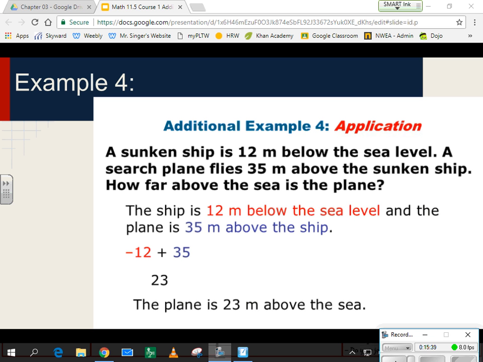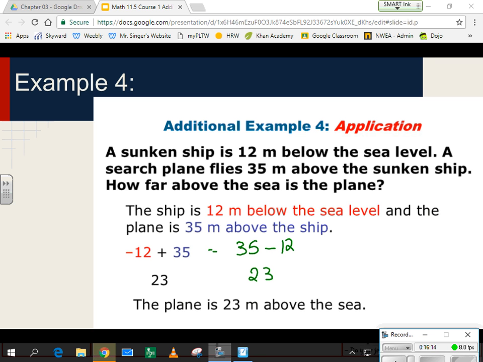Well, the ship is 12 below, so that means we're dealing with a negative number below sea level, so that'd be a negative 12. And what we have to do is add to that how high the plane is above the sunken ship. And because it's above, we know it's a positive 35. So here we're looking at 35 and negative 12 being added. And because only one of them has a negative symbol, you can always rewrite this as saying 35 minus 12. Both will give you the same answer, which is 23.